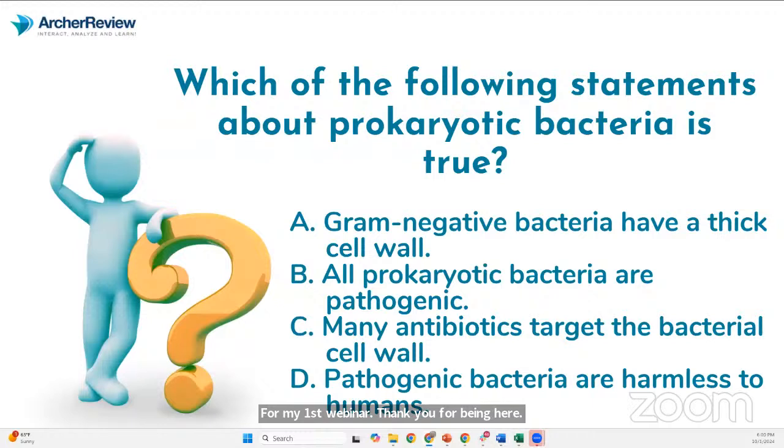All right. So for those of you that chose C, you are correct. Let's break down why the others are not. Those of you that chose A, it's gram-positive bacteria that have the thick wall. It's gram-negative that have a thin wall. But nice try. That would have been a close second. B, all prokaryotic bacteria are pathogenic. No, remember we talked about lactobacillus, which is in yogurt, and that's actually very beneficial for our digestive health. And then pathogenic bacteria are harmless to humans. No, that word pathogenic means harmful. So that makes that one incorrect.